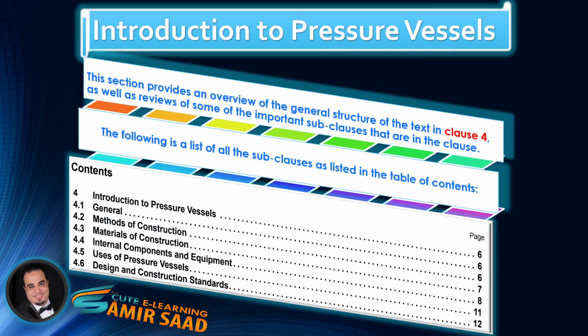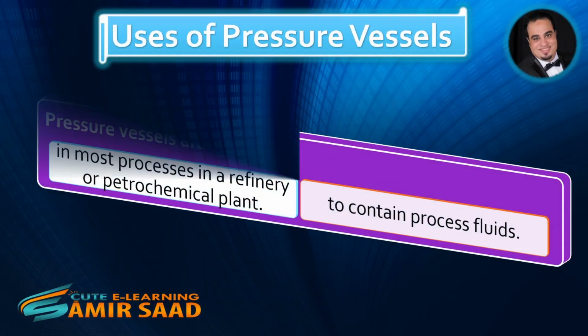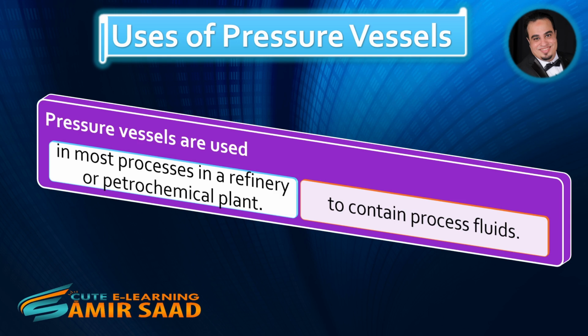In this lecture, we will discuss sub-clause 4.5, uses of pressure vessels. Pressure vessels are used in most processes in a refinery or petrochemical plant. They are used to contain process fluids.